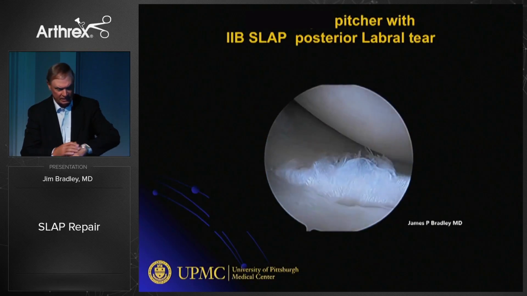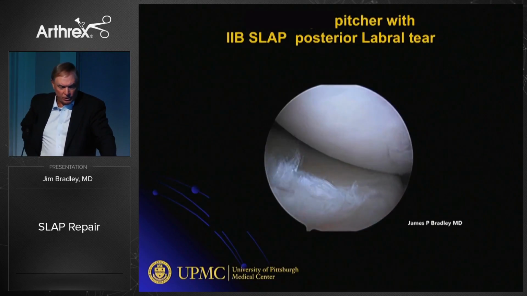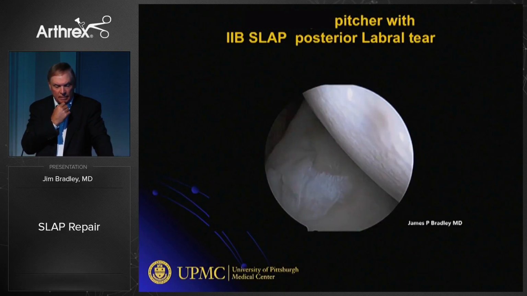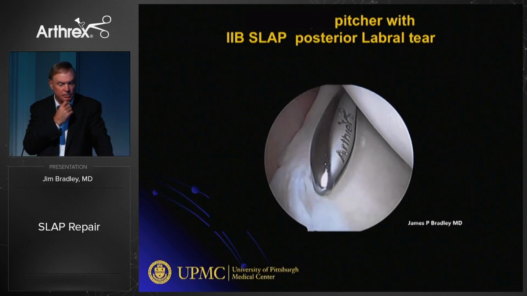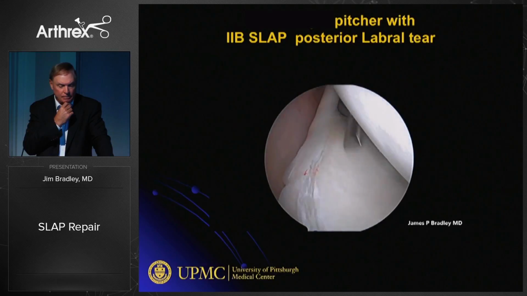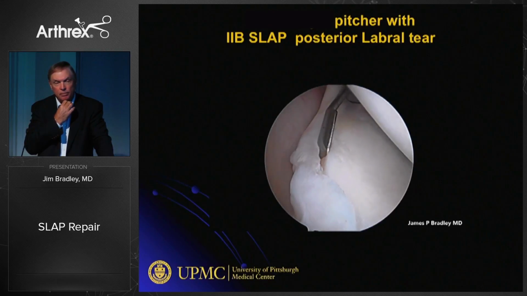Just a quick little case. I don't want to go over, but I want to show this. So here's a picture, and they get these type 2B SLAP tears. The torpedo is a wonderful little instrument because it can get under the labrum quite nicely. You want to elevate, and you want to prepare that rim.